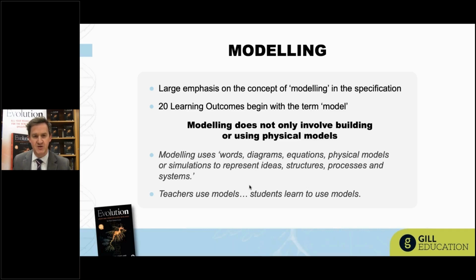I think it's really important to note that it's a very common misconception, initially, and I've even heard it out there amongst various training days as well. So we use models. If we're, for example, describing mitosis, we're going to draw diagrams of each of the stages. That's modeling. So we use models to help students understand how to use models. We draw the diagrams, we teach the students how to draw the diagrams, so then they learn to use models as well.